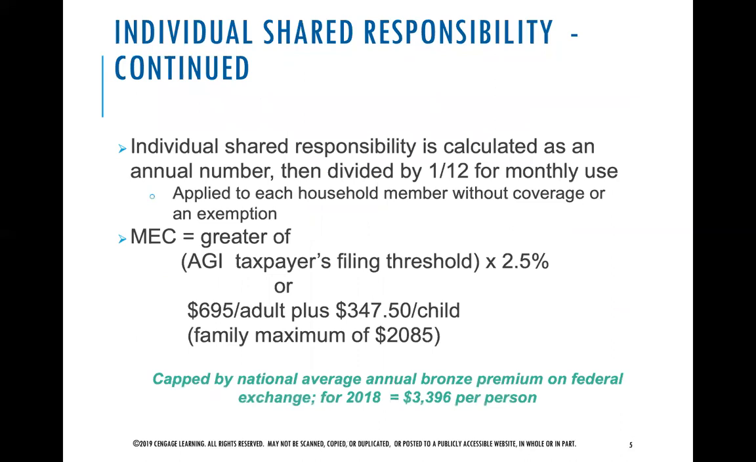To calculate the individual shared responsibility, you calculate it as an annual number, then divide by 1/12 for monthly use. You apply this to each household member without coverage or that did not have an exemption. The penalty was the greater of the AGI over the taxpayer's filing threshold times 2.5%, or $695 per adult plus $347.50 per child, with a family maximum of $2085.